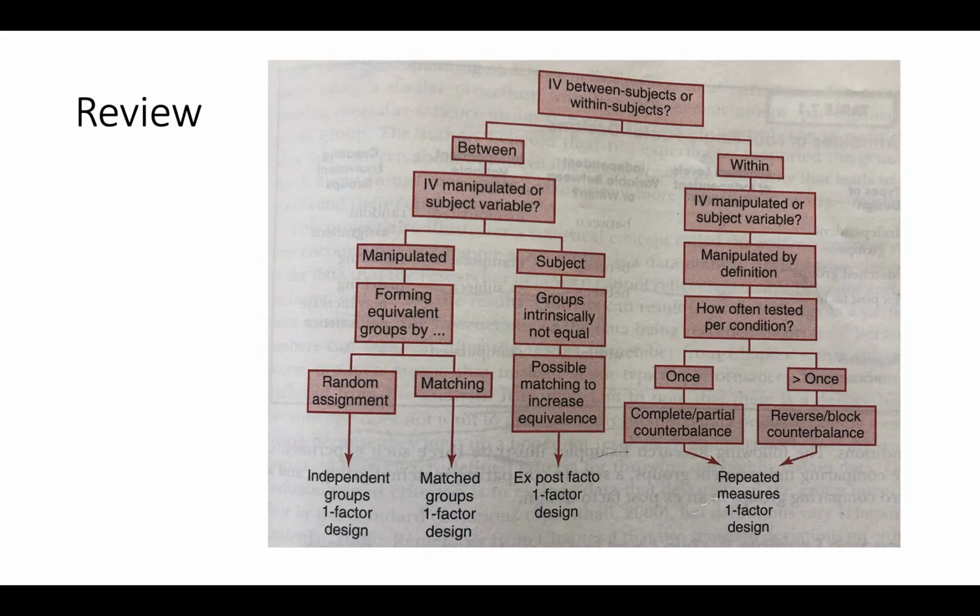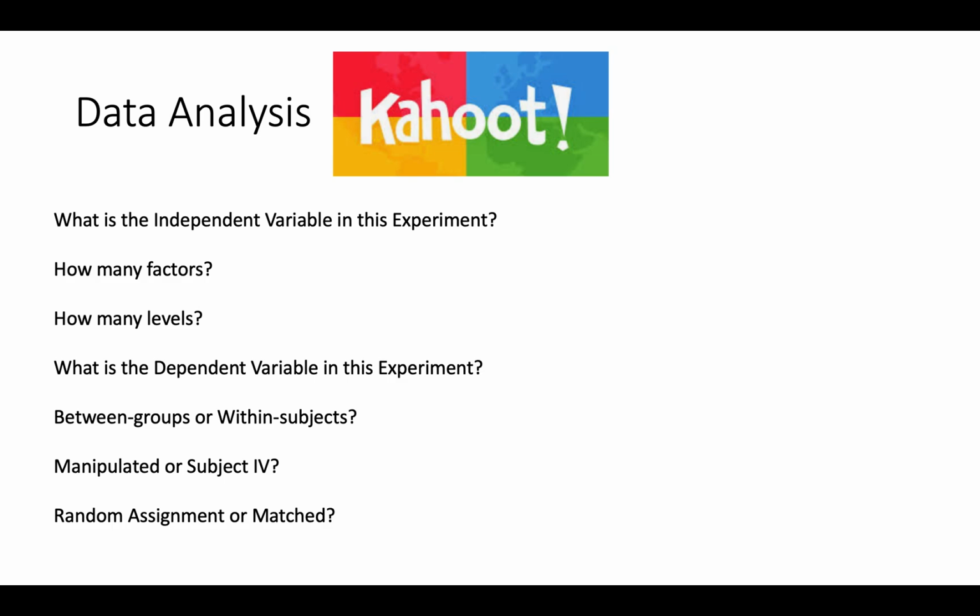So if we use this matrix, this decision tree, to decide what to do, we have some questions to ask. What is the independent variable of this experiment? How many factors are there? How many levels? What is the dependent variable? Is it between groups or within subjects? Is it a manipulated or subject IV? Is random assignment or matching involved? These are the questions you have to answer before you can do an analysis.